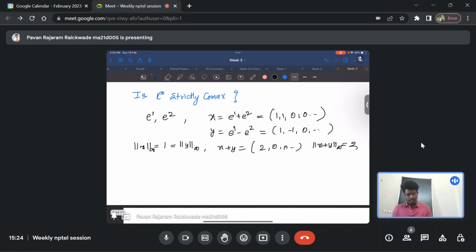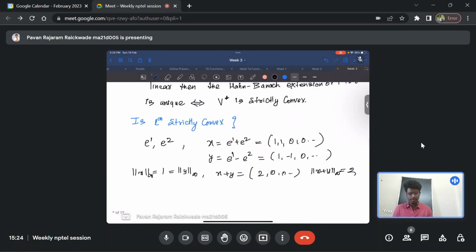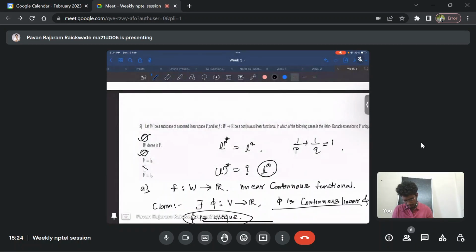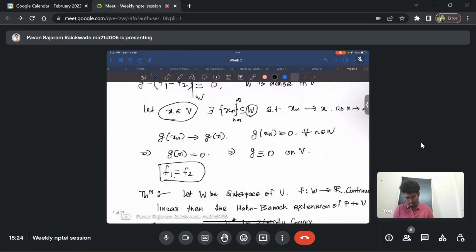So by this example, L infinity is not strictly convex, hence the space L1 need not have a unique extension. Got it? This is question 2.